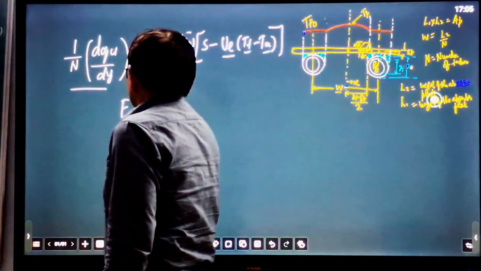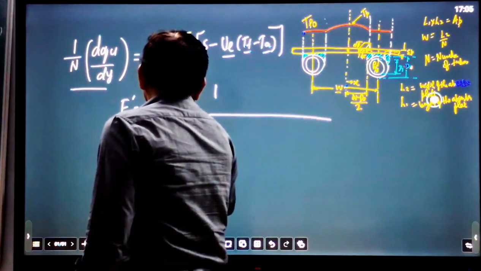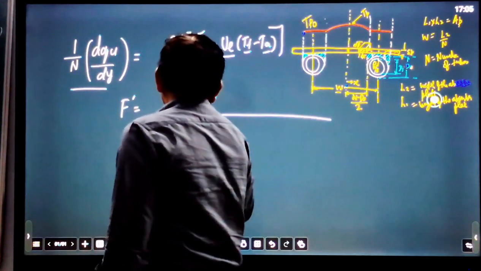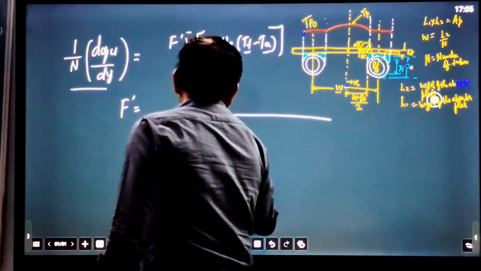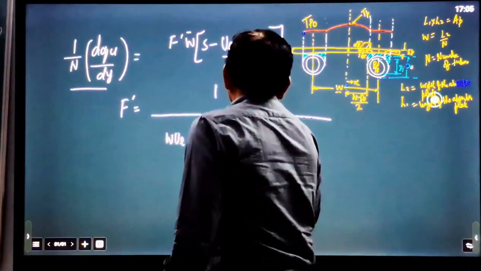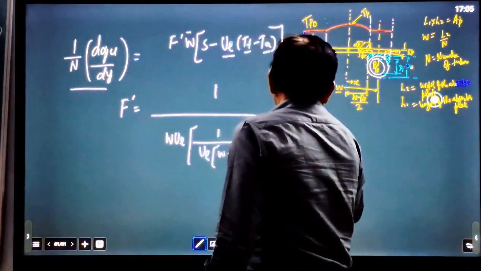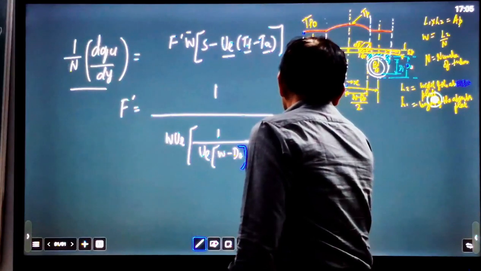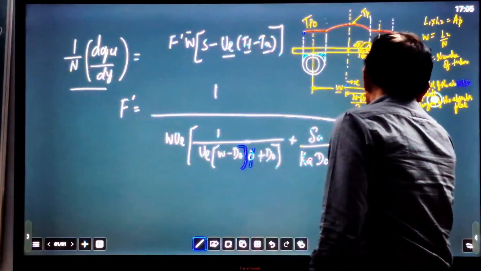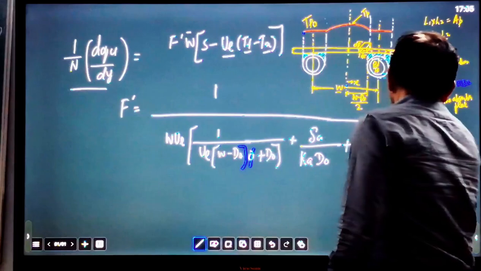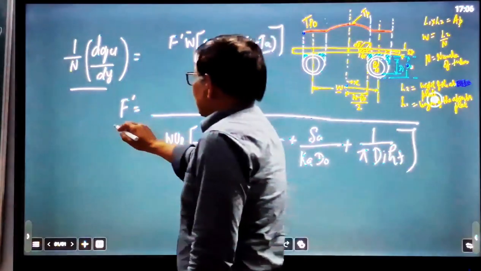F' is defined by 1/UL divided by W times [1/(UL(D0 + (W − D0) F)) + ΔA/(kA D0 π) + 1/(π Di hf)]. So this is the collector efficiency factor. This term is the collector efficiency factor.